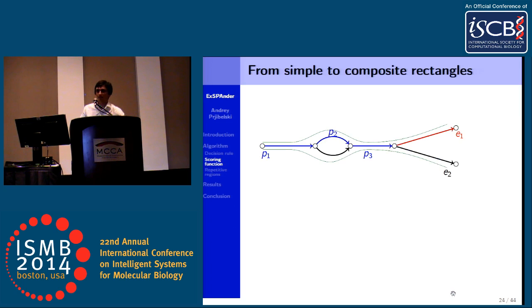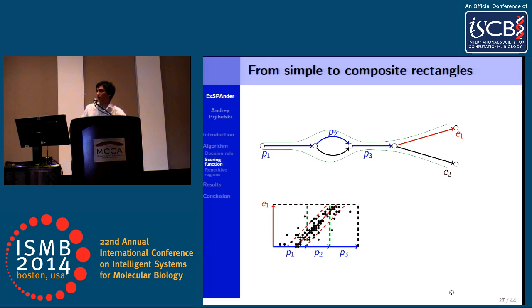But when we extend a path, we aim to score an extension edge relative to the whole path, not just a single edge. How can we do that? Okay, construct a simple rectangle from a single edge to the extension edge, and attach a new one and a new one. We have a composite rectangle that consists of three simple rectangles. And we can do the similar for edge E2.